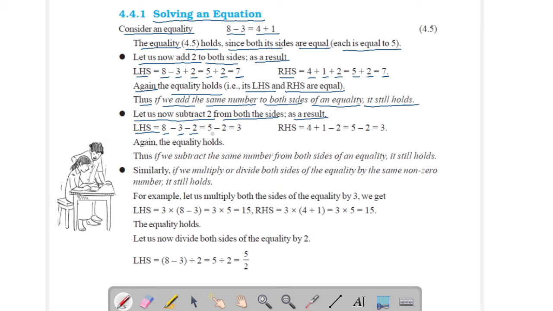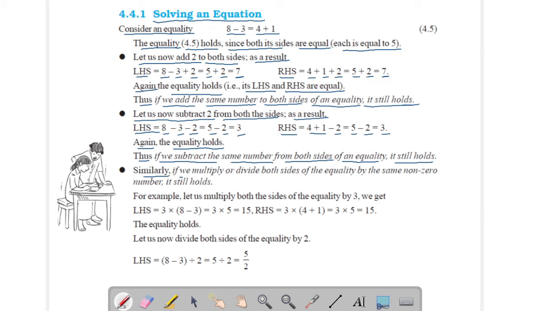Now on right hand side 4 plus 1 minus 2. So 4 plus 1 is 5 minus 2. 5 minus 2 is 3. Again the equality holds. Thus if we subtract the same number from both sides of an equality, it still holds.